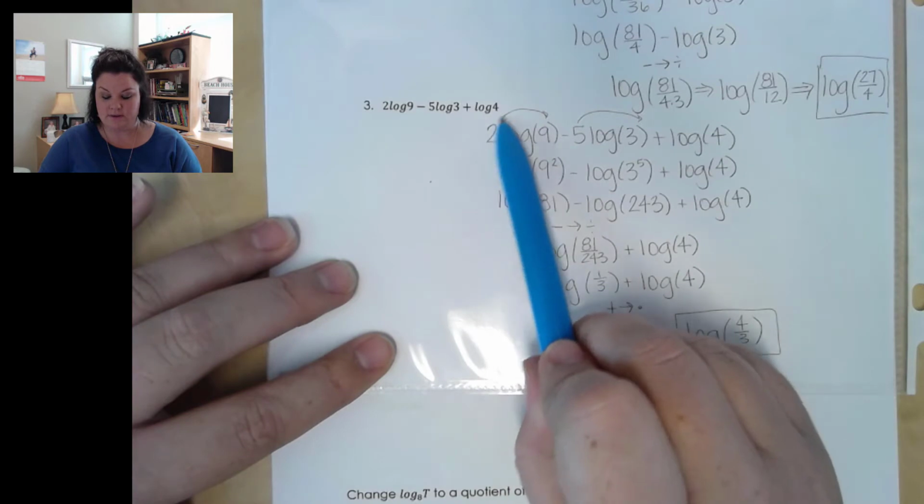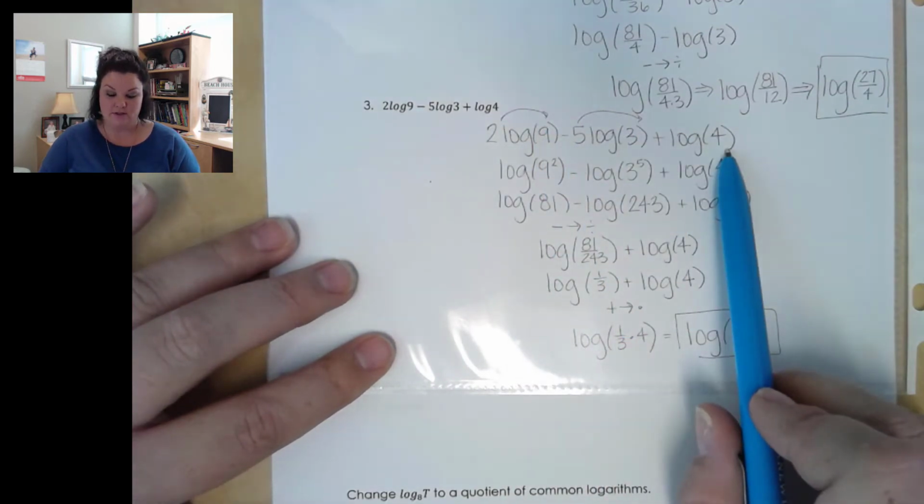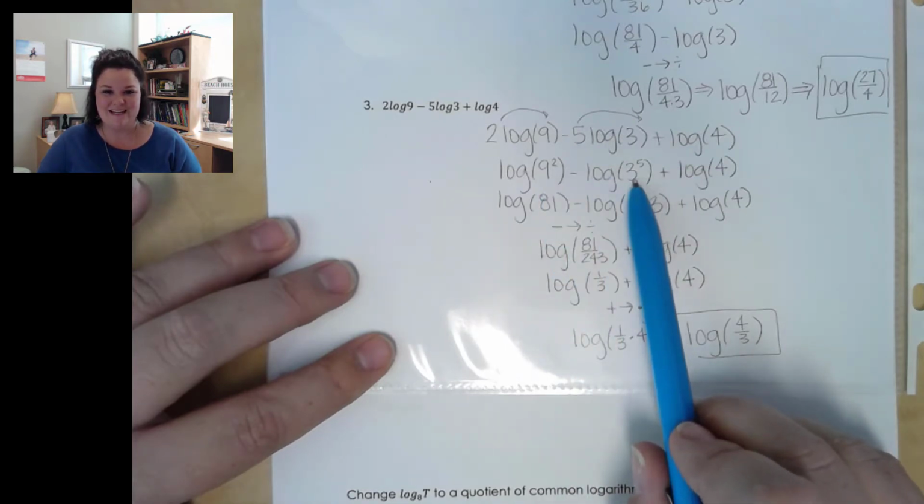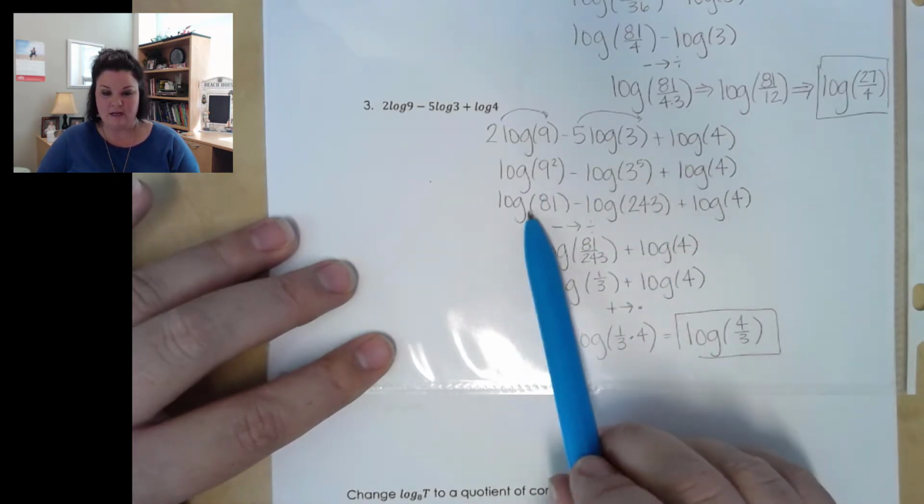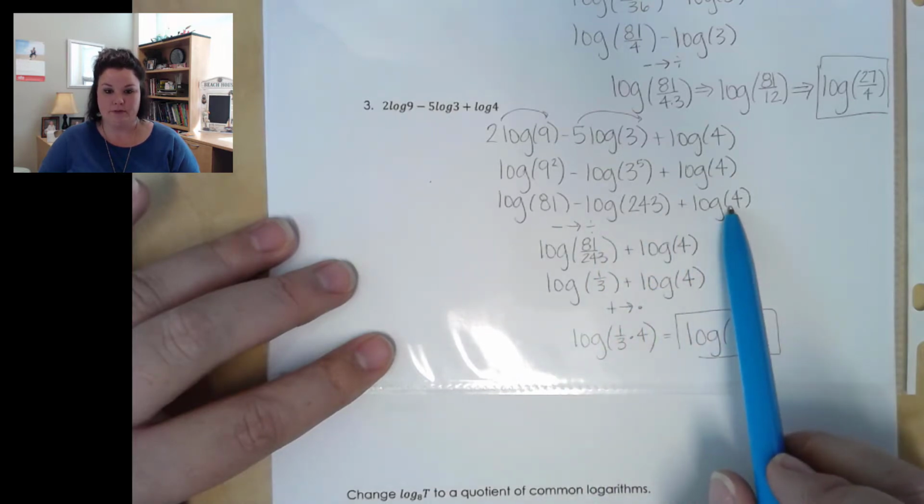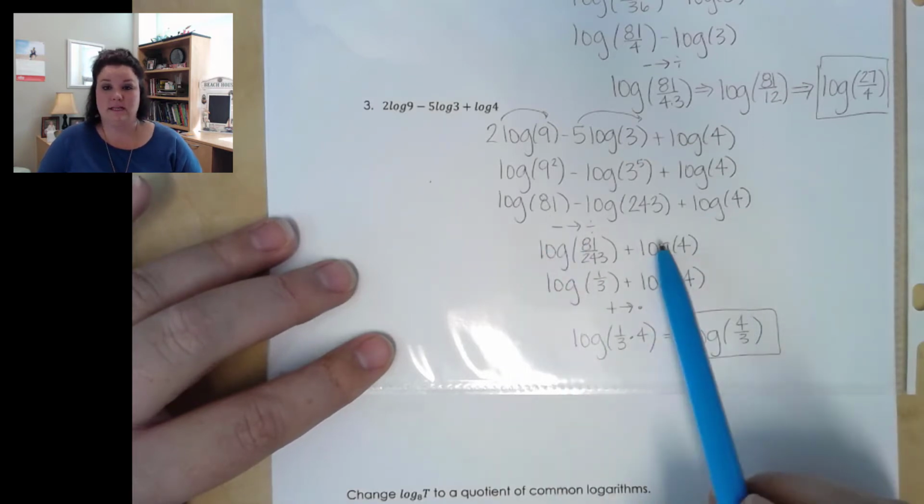So 2 goes up into the 9, 5 goes up to the 3, and the last one didn't have one. So I end up with a 9 squared and a 3 to the 5th. So that's going to simplify to log 81 minus log 243 plus log 4. Okay, and then I'm just going to start from left to right condensing.